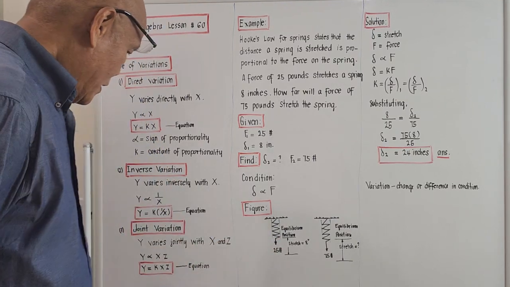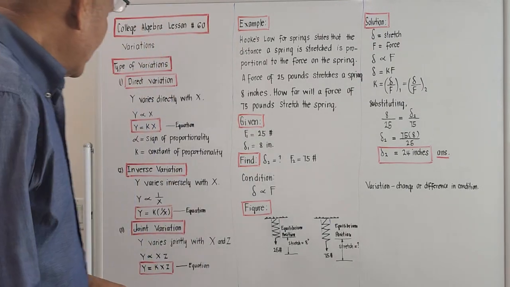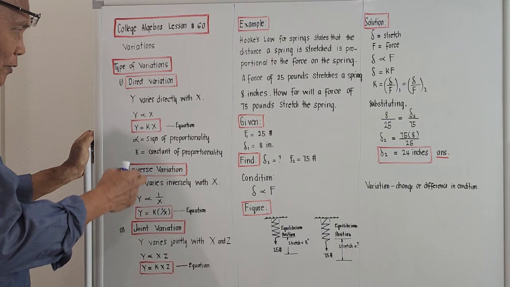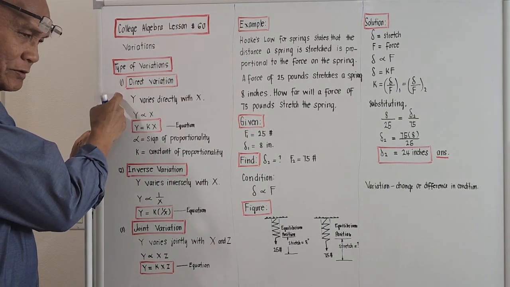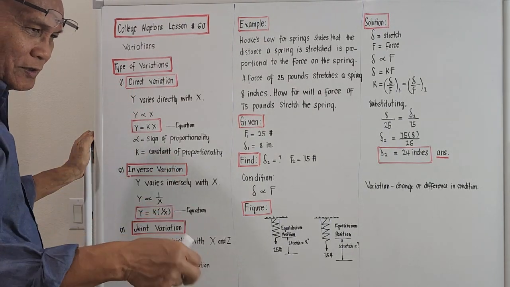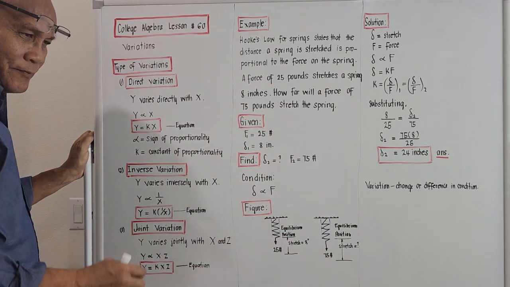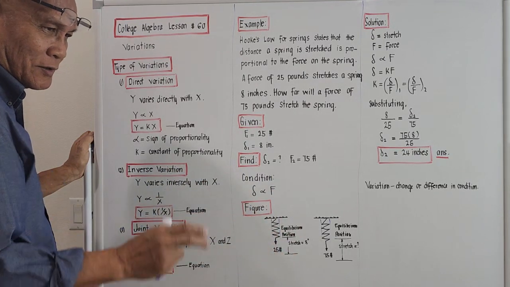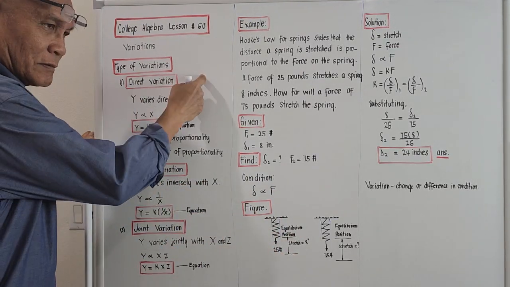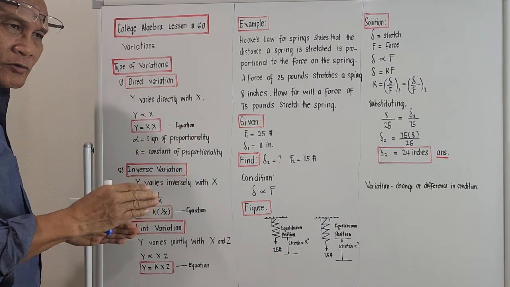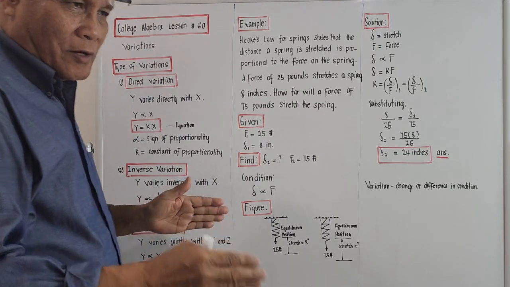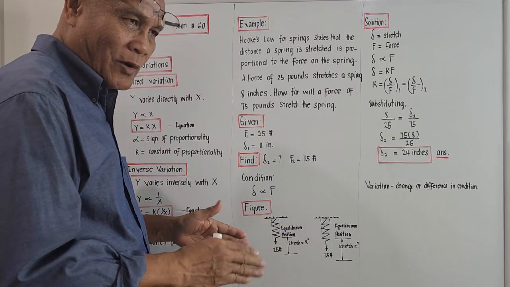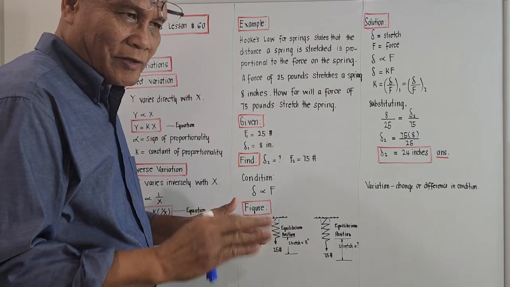Okay, let's proceed. There are three types of variations under the study of algebra. Number one is the so-called direct variation. Have you heard of the thing directly proportional? When we say directly proportional, that is actually direct variation. Direct variation means when one variable increases, the other variable will also increase. That is the so-called direct variation.